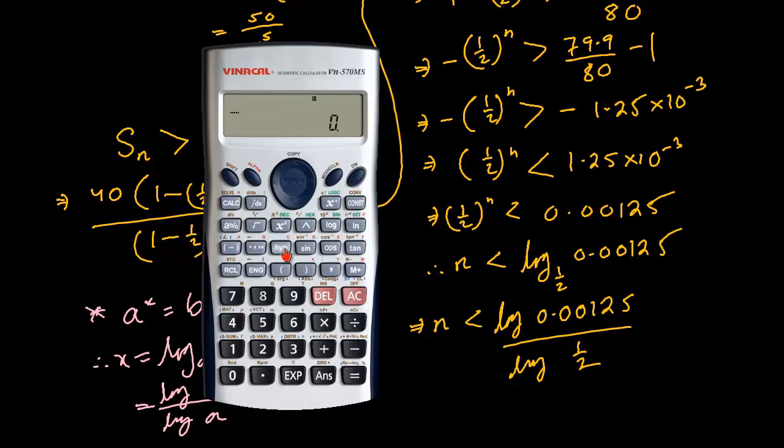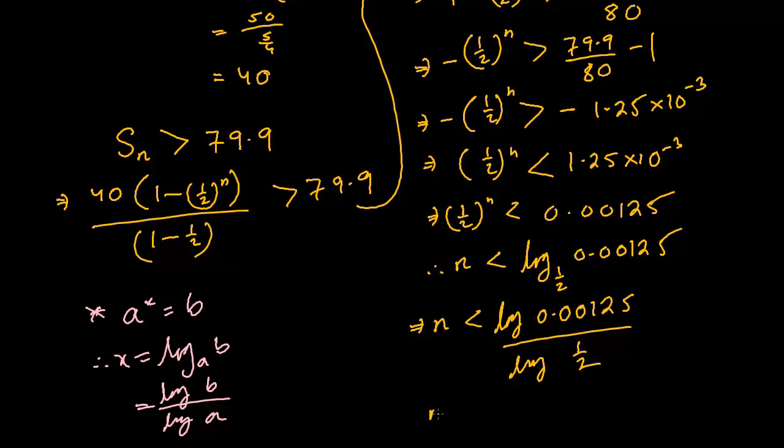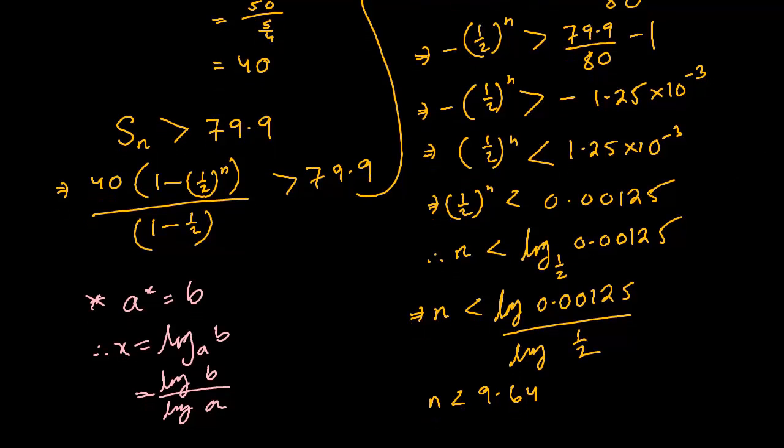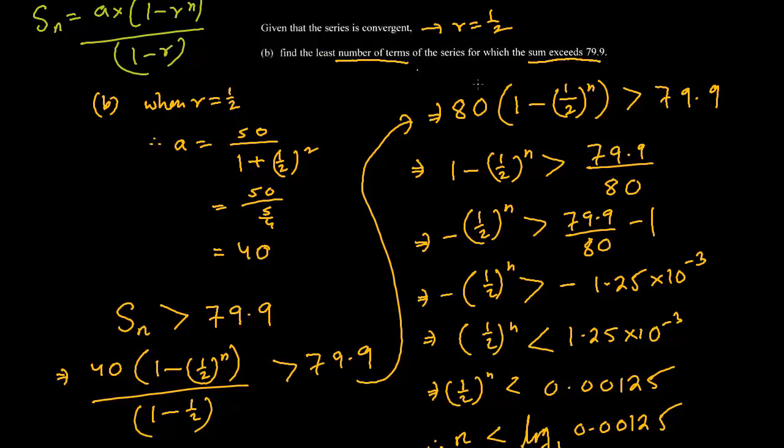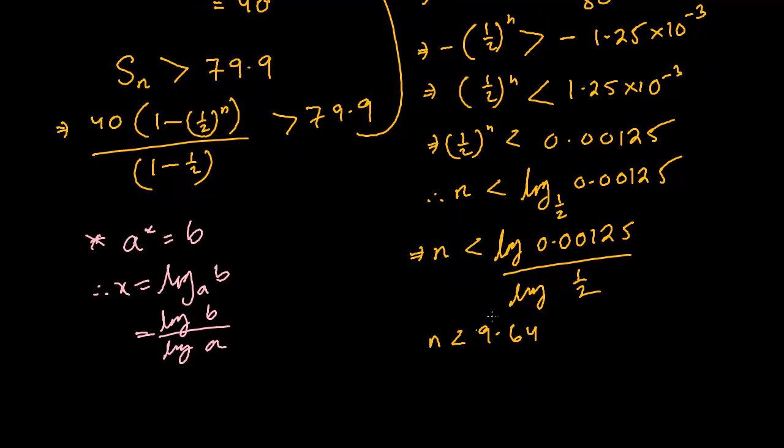Now we can use the calculator. So log 0.00125 divided by log half, let me write it as 0.5, and that turns out to be 9.64. So n is less than 9.64. Now you have to remember, n is the number of terms. It has to be a positive integer. When we count something, it is always a natural number. So they mention find the least value of n. Least value means if n is less than 9.6, it could be 9, it could be 8, it could be 7, it could be anything.